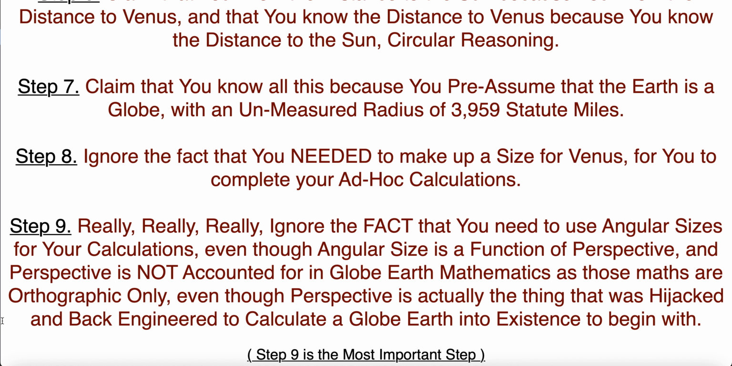angular sizes for your calculations, even though angular size is a function of perspective. And perspective is not accounted for in globe Earth mathematics, as those maths are orthographic only, even though perspective is actually the thing that was hijacked and back engineered to calculate a globe Earth into existence to begin with. Step 9 is the most important step.